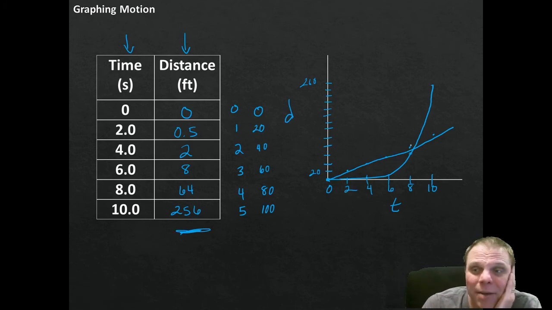I tried. Anyway, this is different. So this straight line would be constant velocity. Okay. And so constant velocity is going to be a straight line.